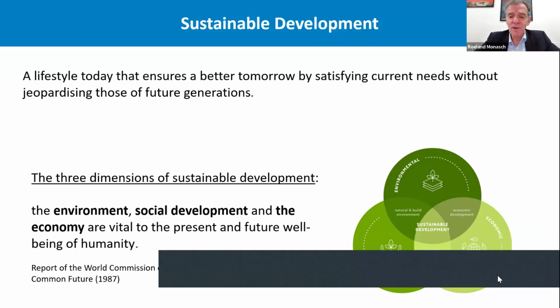This is a concept which existed way before the Sustainable Development Goals were identified. But sustainable development is a lifestyle today that ensures a better tomorrow by satisfying current needs without jeopardizing those of future generations. And I'm really highlighting this because the 3 dimensions of sustainable development are also the 3 dimensions of the AflaTot curriculum. It's really about the environment, social development, and the economy. And together they are vital for the future well-being, as well as for the present of humanity. And this was already a concept when many of you were taught yourself.